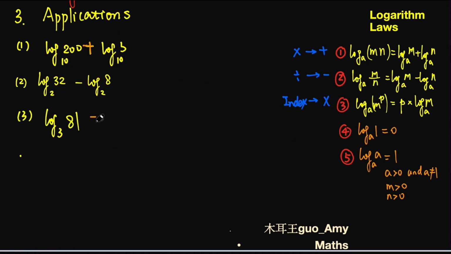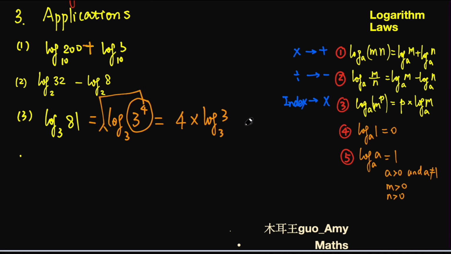Now let's look at example 3. Here we have log 81 to base 3. If we can recognize 81 is 3 to the power 4, then it can be converted to log 3 to the power 4 to the base 3. Then the argument has the exponential form. By using the third law, we will have 4 times log 3 to base 3, because this exponent can be put to the front. After that, we will have 4 times 1, because log 3 to base 3, by using the fifth law, is number 1, and then the final result is 4.